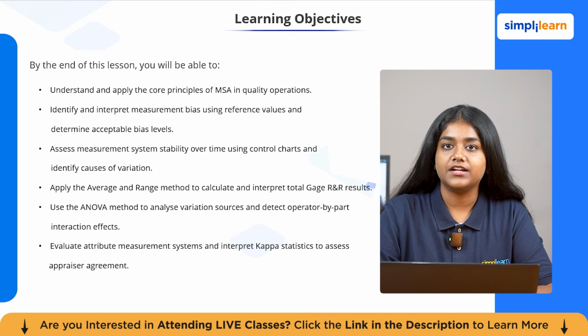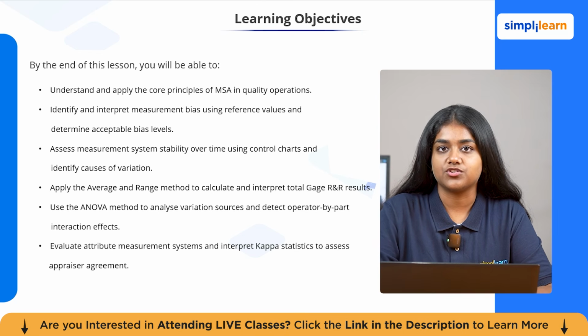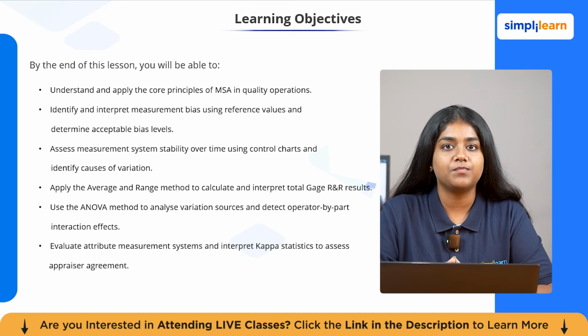You will learn how to identify measurement bias by comparing measured results with known reference or master values. You will understand what bias means, how it can affect inspection results, and how to determine whether the level of bias is acceptable for a given process or product requirement.